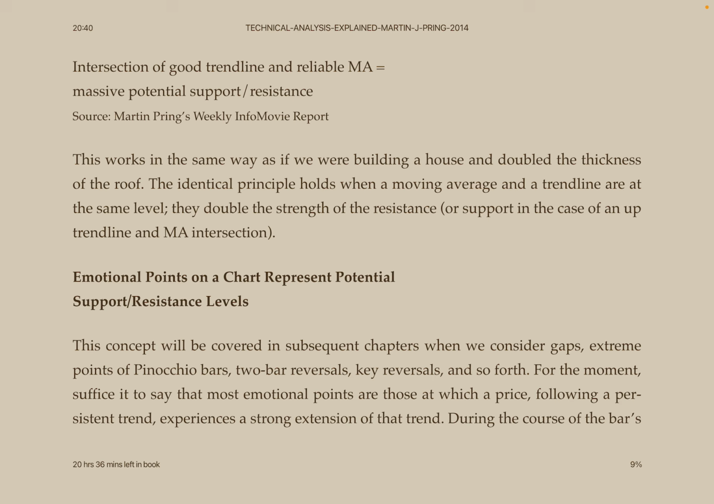Intersection of a good trend line and a reliable moving average is equal to massive potential support or resistance. This works in the same way as if we were building a house and doubled the thickness of the roof. The identical principle holds when a moving average and trend line are at the same level. They double the strength of resistance or support in the case of an uptrend line and moving average intersection.